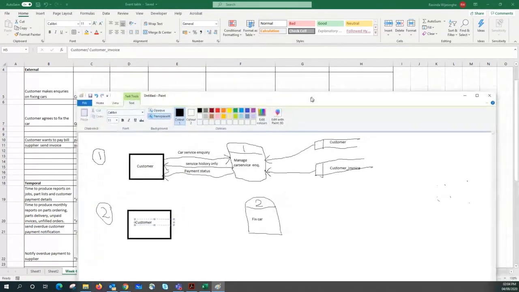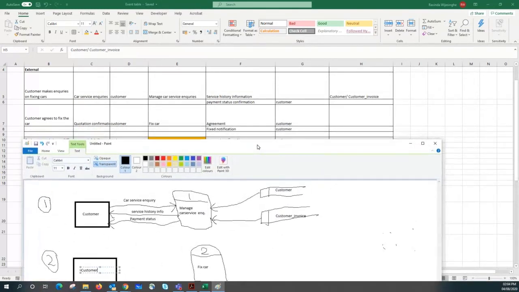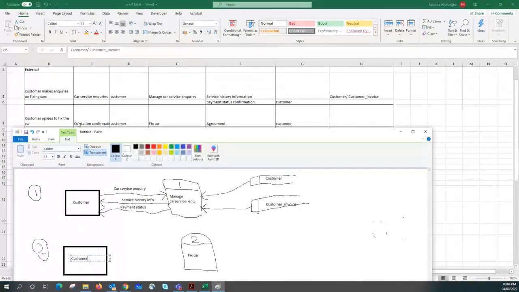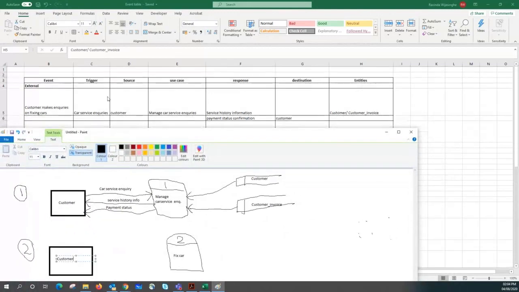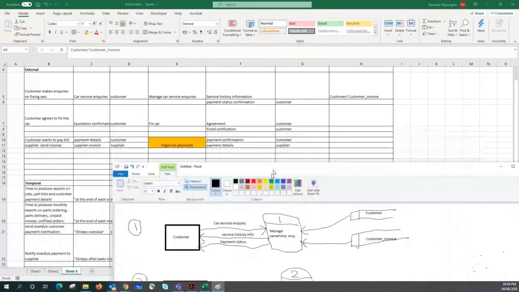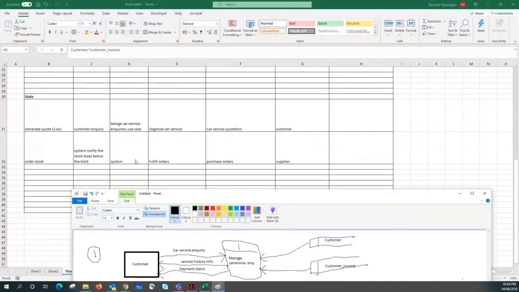Okay. Right, now let's go through this. Actually, now what we need to do, can you see there is a trigger coming in. Customer now agrees to fix the car. He confirms, accepts the quotation, right? The quotation confirmation comes in. Now remember we have put another state event somewhere here.